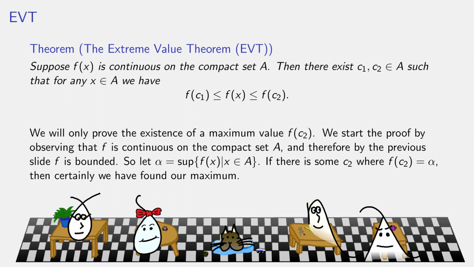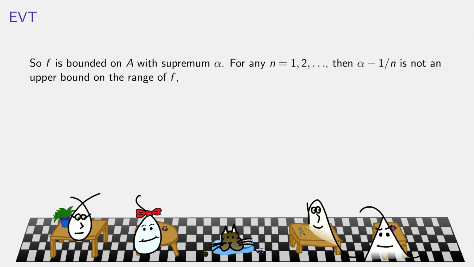If there is a point where f of c2 is equal to alpha, then alpha is the supremum, alpha equals f of c2. Nothing can be bigger than the supremum, so nothing can be bigger than f of c2, but some point in the domain, specifically c2 itself, evaluates to f of c2. Therefore, we found our maximum. So if there is some point, which we're calling c2, where f of c2 equals the supremum of the range, then we're done. So f is bounded, it's got supremum alpha.